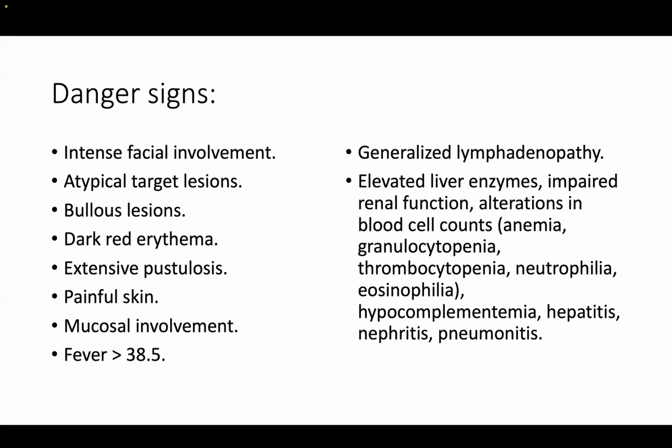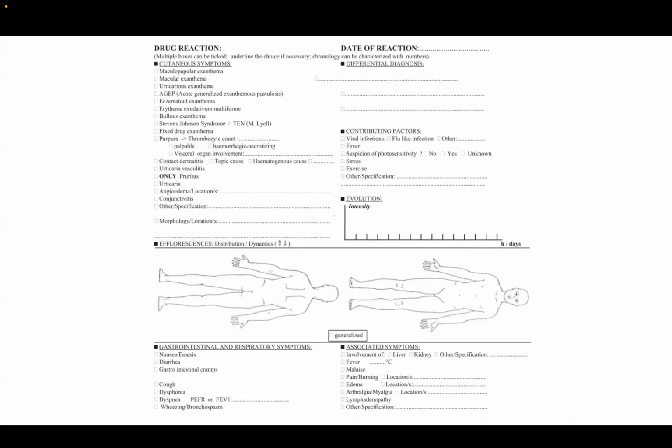Fever, more than 38.5. Generalized lymphadenopathy, commonly with DRESS. Elevated liver enzymes, renal function abnormality, alteration in the cell counts like anemia, granulocytopenia, thrombocytopenia, neutrophilia, eosinophilia, low complements that can happen with serum sickness, hepatitis, nephritis, pneumonitis. These are danger signs you have to make sure of.